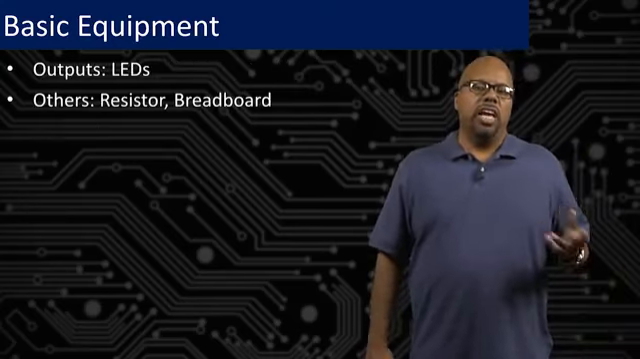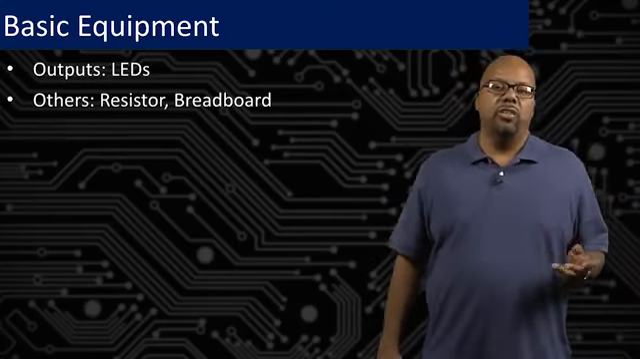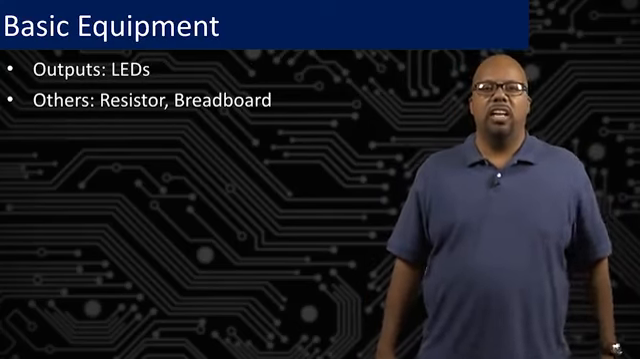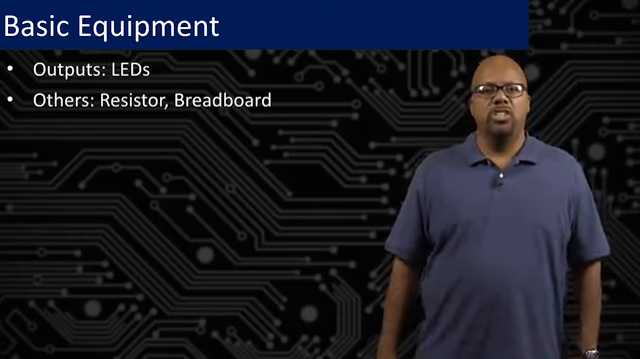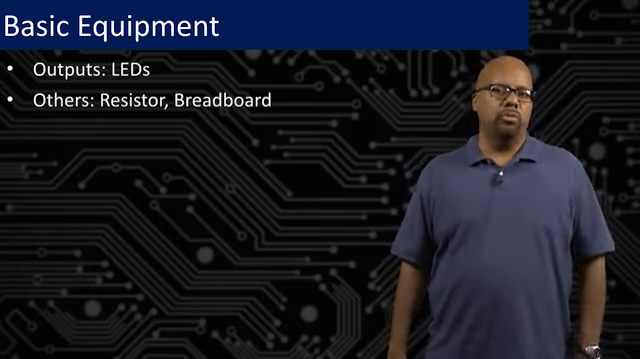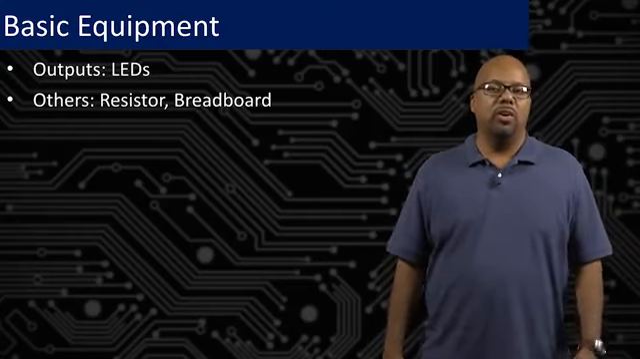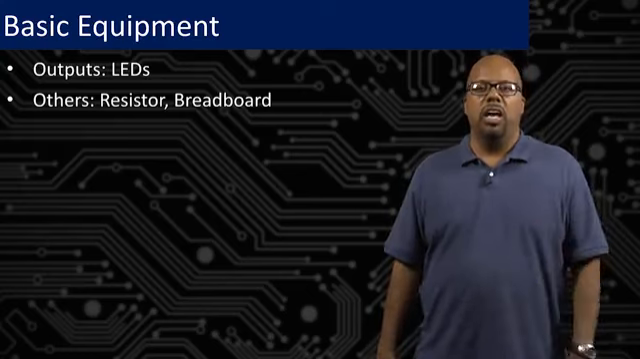Some of the outputs: LEDs, so those are light emitting diodes. You've seen those little lights that turn off and on. Resistors, we'll talk about those later. They don't do much. They consume power and they change voltage for us, but they're simple components.